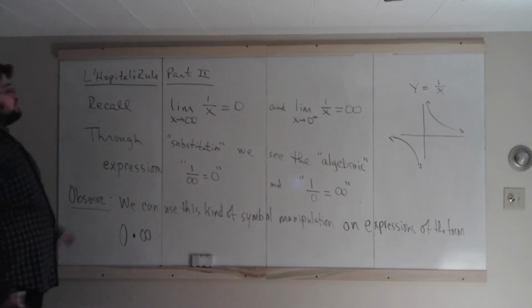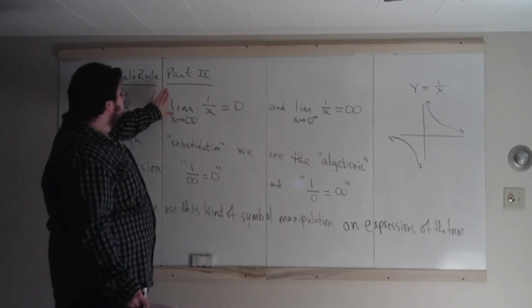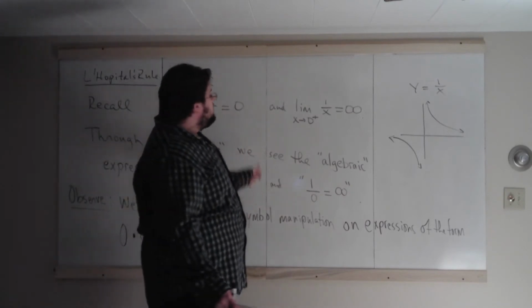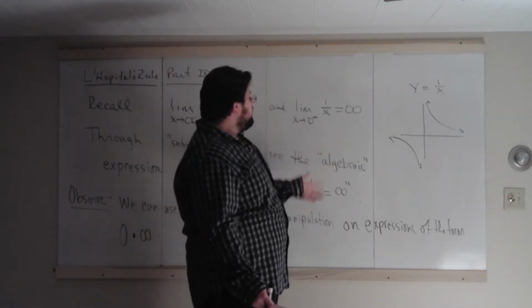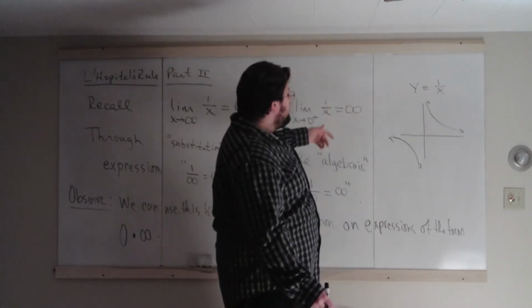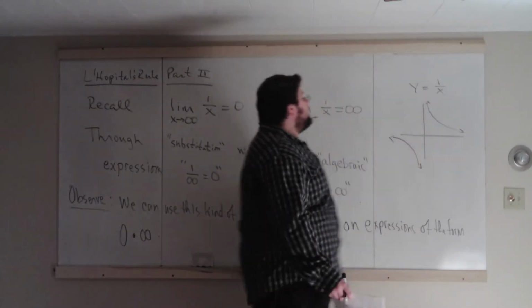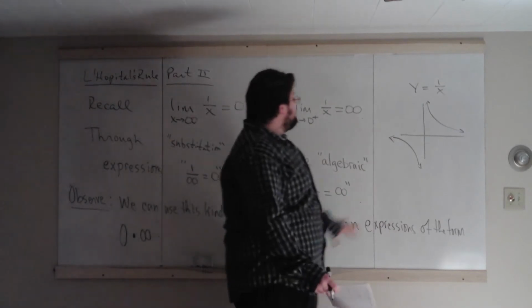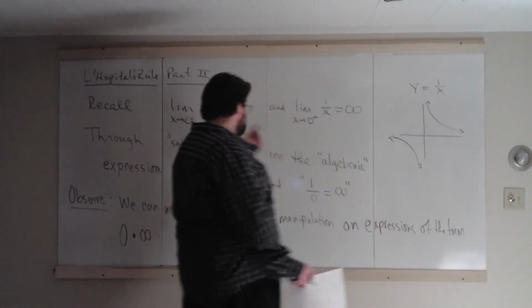Recall these 2 limits. Limit as x goes to infinity, 1 over x equals 0, and as x goes to 0 from the right, 1 over x goes to infinity. And we use the graphs to see that. As x goes to infinity, that function goes to 0. As x goes to 0 on the right, that function goes up to infinity.